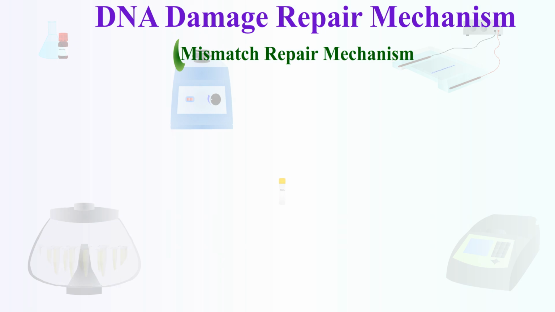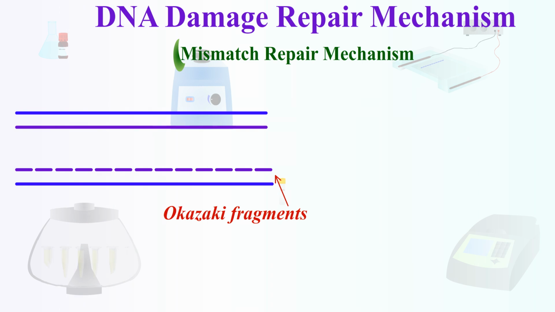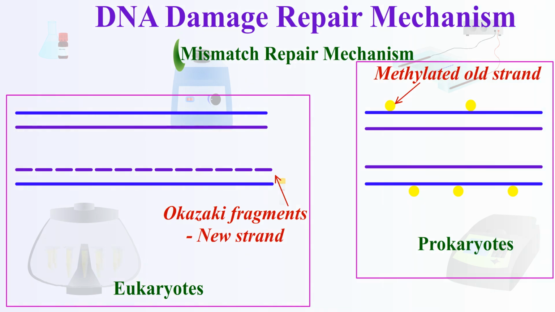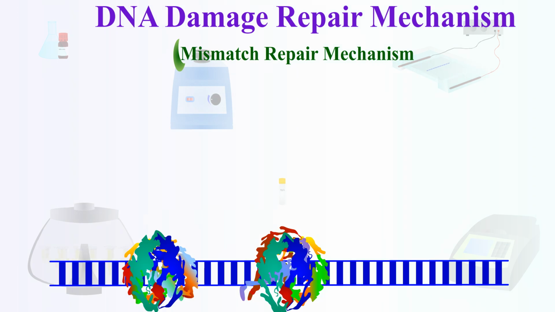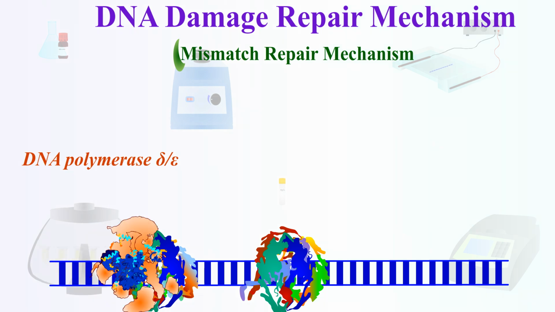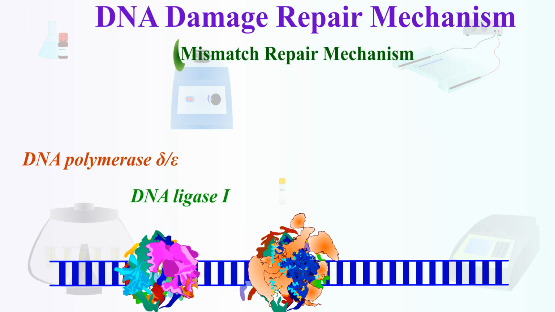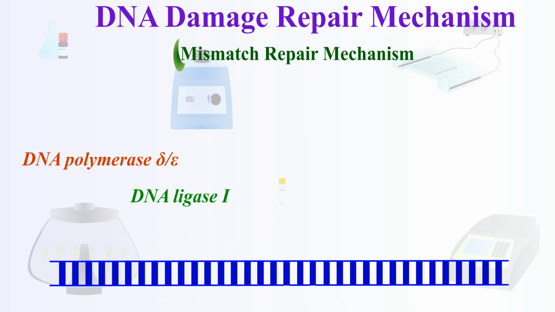The strand discrimination occurs next by identifying the presence of nicks or unligated Okazaki fragments, like replication-associated nicks in eukaryotes, while in prokaryotes it relies on methylation, where the old strand is methylated. The exonuclease EXO1 will remove a segment of the new strand containing the mismatch, which spans hundreds of nucleotides. The DNA polymerase delta or epsilon will fill in the gap using the correct template. DNA ligase 1 will finally seal the nick to restore the DNA backbone.